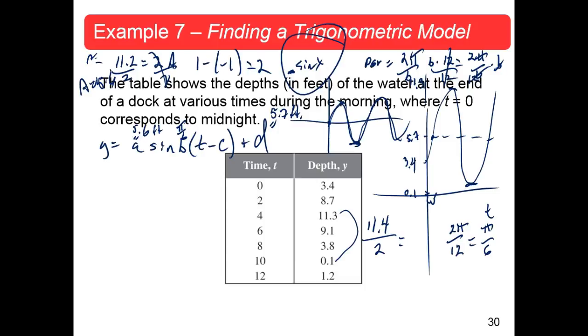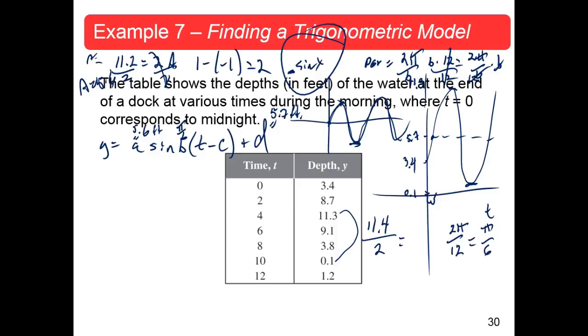Okay? Now, how are we going to get that C? That's the only one we're missing. How far from 0 is it before we reach that? That is our offset, that's our C, our phase shift, whatever you want to call that. That would be the place where the function should equal 5.7, shouldn't it? Because that's our equilibrium position. That's right. Okay, now looking at this, 5.7 would be reached somewhere between 1 and 2 hours, right?